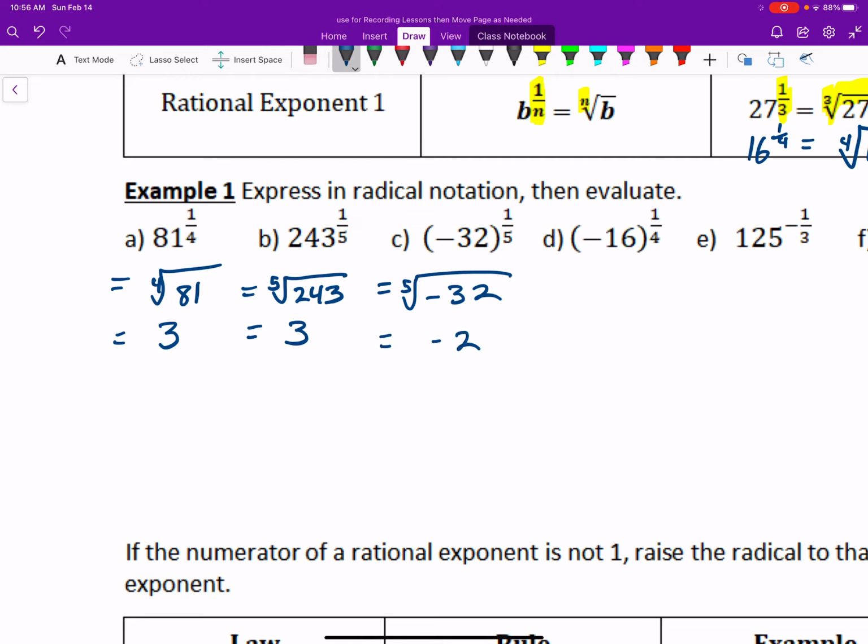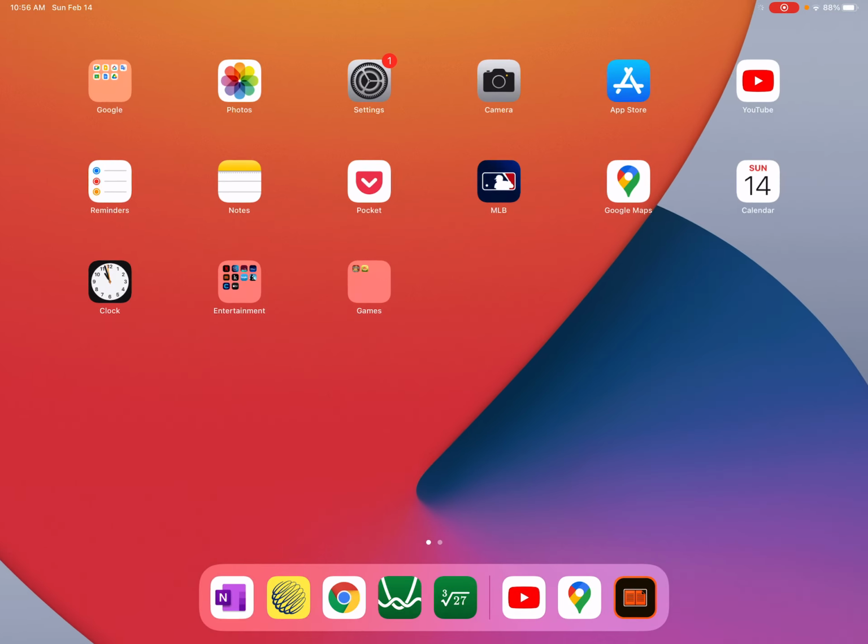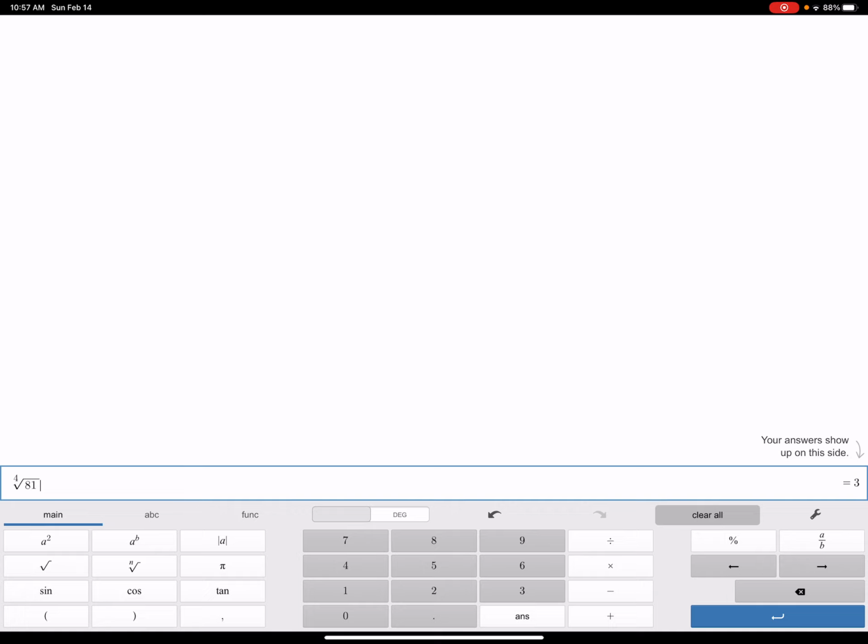And again, you can confirm it. If I do negative 2 to the exponent 5, I have to do it in brackets, of course, so my calculator knows what I'm doing. If I do bracket negative 2, exponent 5, I get negative 32. If I do the nth root, so the fifth root of negative 32, my calculator tells me it's negative 2. So it knows how it works.